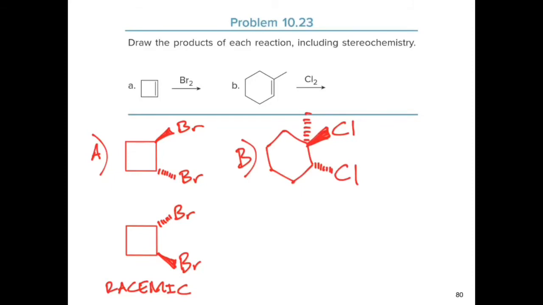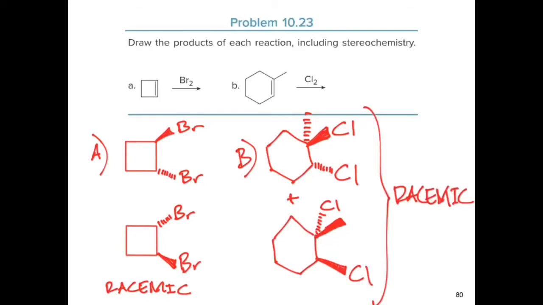And so this is the first product formed. And you can see that one of the chlorine atoms, the top chlorine atom, is oriented towards the front, and then the other chlorine atom is oriented towards the back. Again, we have a trans position here. The other product will be a non-superimposable mirror image of this molecule. And so again, we have a racemic mixture.